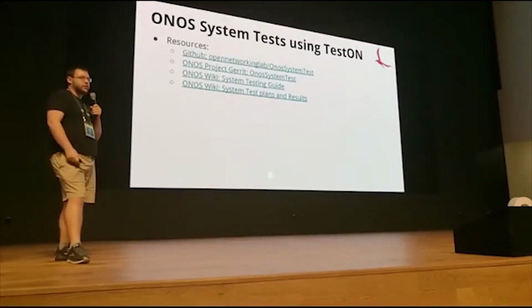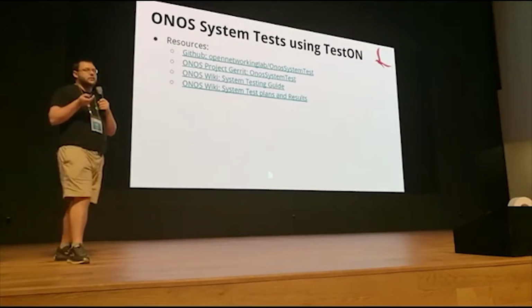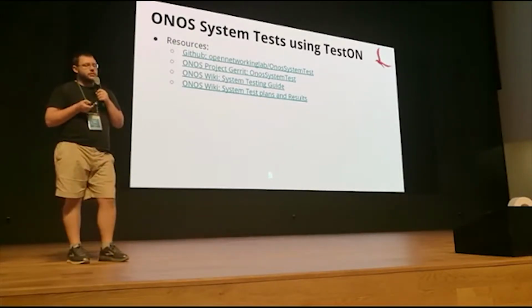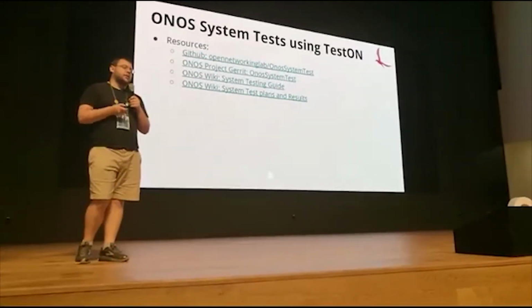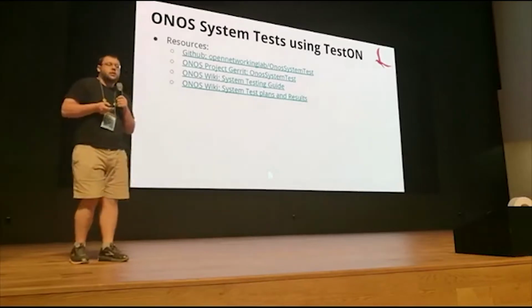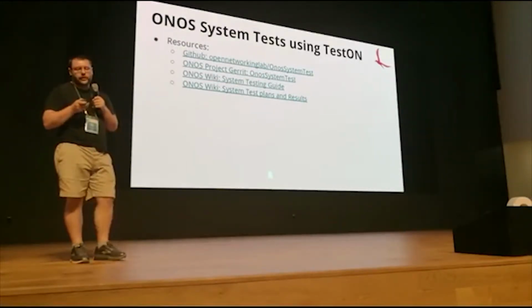So here are some resources if you want to check them out. The ONOS system test repo is located in Gerrit, the same Gerrit as the ONOS project. It's just a different project in Gerrit. And then there are a couple of system test wiki pages, including a guide for how to install and run these tests. You can also find all of our test plans and test results on the wiki.